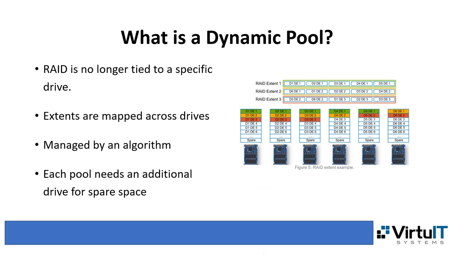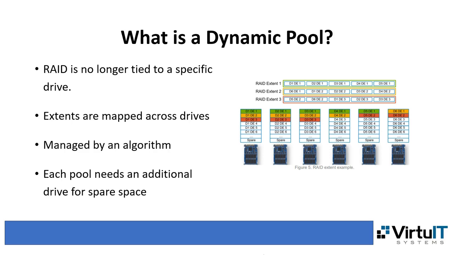So I feel like I've mentioned dynamic pool a couple of times, and I want to pause for a moment and just talk about what a dynamic pool is, as it's a feature unique to Unity All Flash. So the notion is that RAID is no longer tied to a specific drive. In this example, if you look on the picture on the right, you can see some green blocks: D1, DE1, D2, DE1, D3, DE1, and so on.